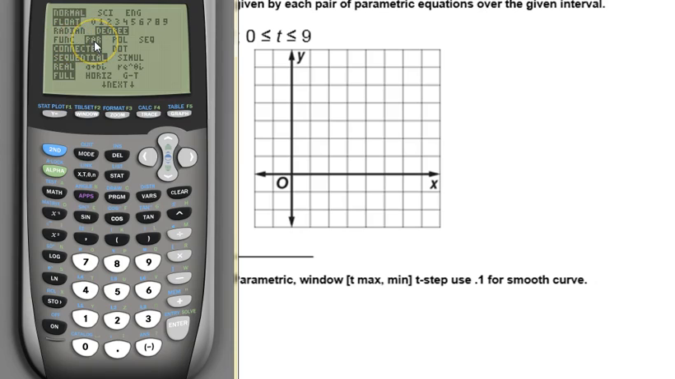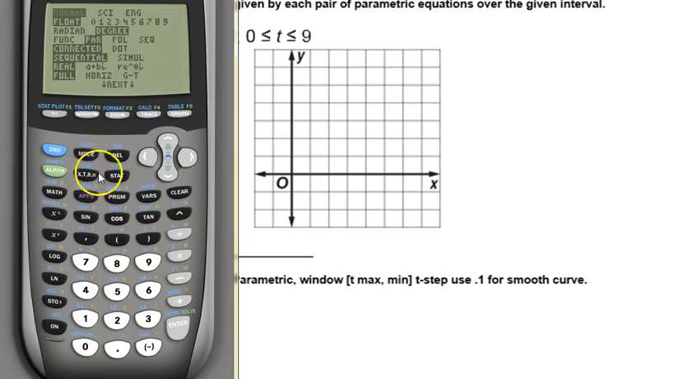Today, we're doing parametric. Now, before you get off this screen, I want you to look at your X key down here. There are 4 things on that key: X, T, theta, and N. Next to the green alpha.